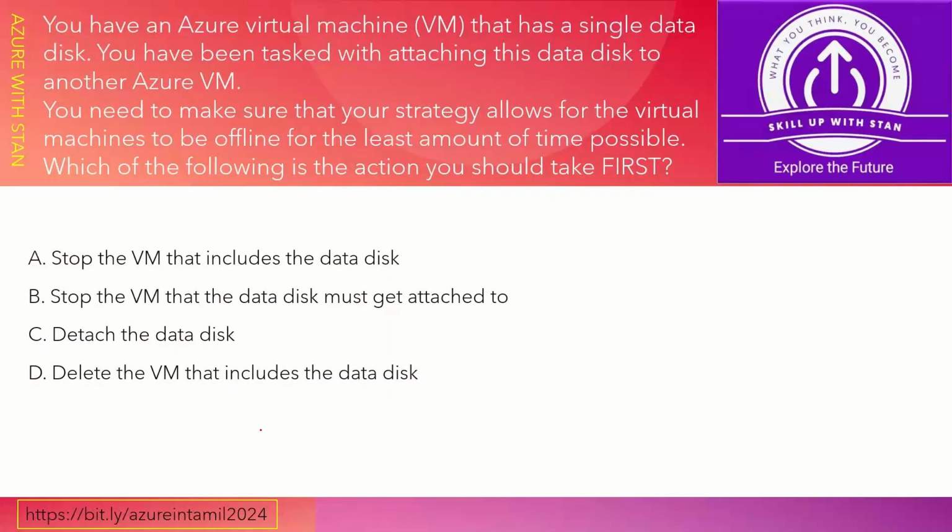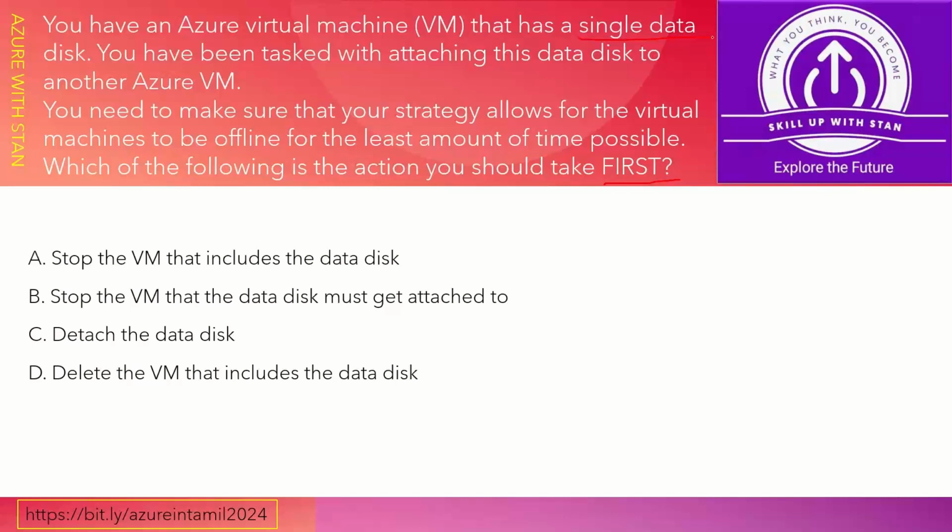You have an Azure virtual machine that has a single data disk. You have been tasked with attaching this data disk to another VM. You need to make sure that your strategy allows for the virtual machines to be offline for the least amount of time possible. Which of the following actions should you take first? This is the stem. They're asking us, there might be multiple steps, but what is the first step? They have not mentioned that it is a shared disk. It is just a single data disk.